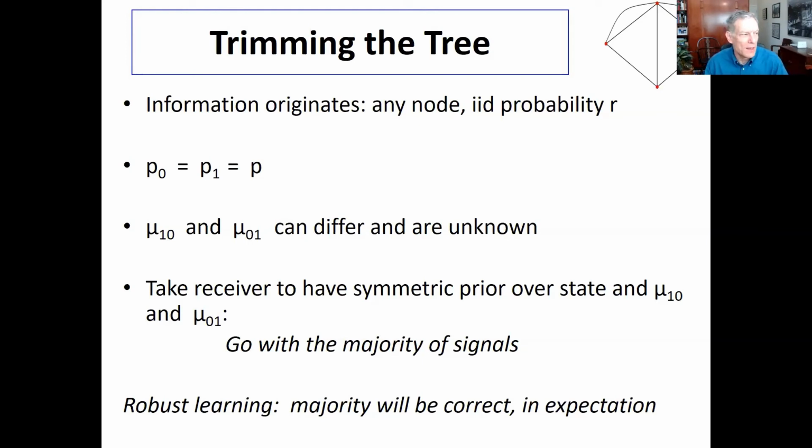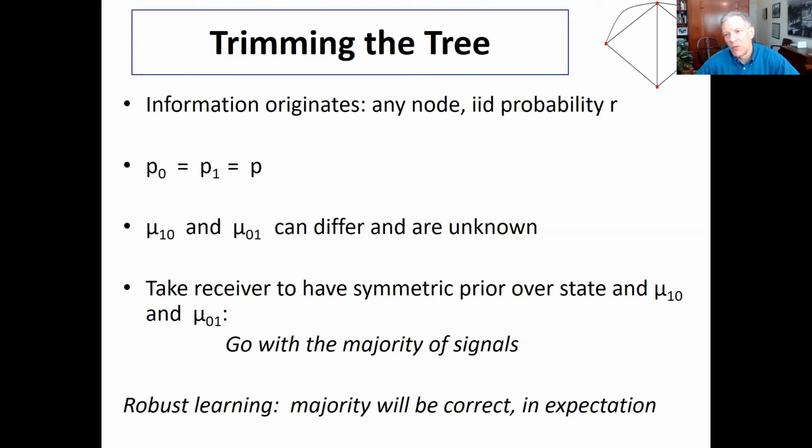And now we've got these different mutation rates, and I'm going to suppose that they differ and they're unknown. We're going to start by taking the receiver to have a symmetric prior over the state, these zeros and ones. So what the receiver is going to do is basically just go with a majority of signals.